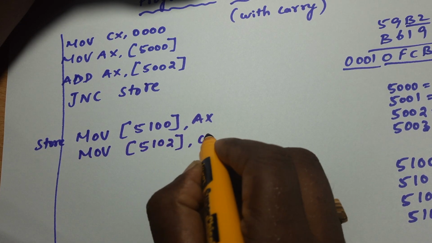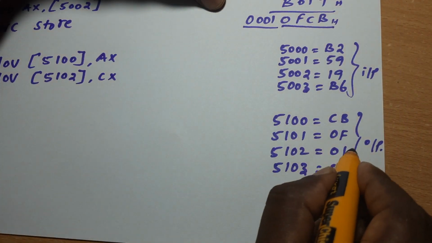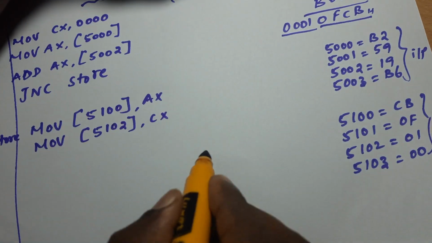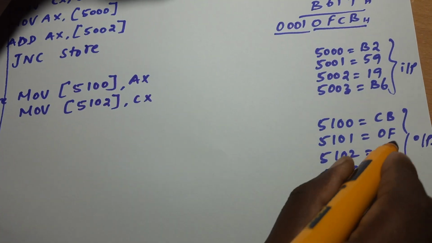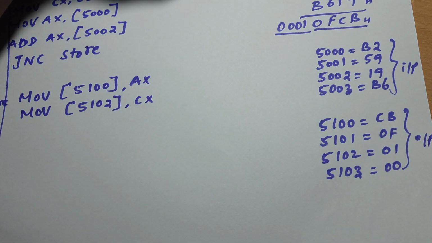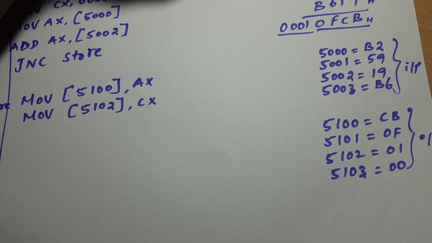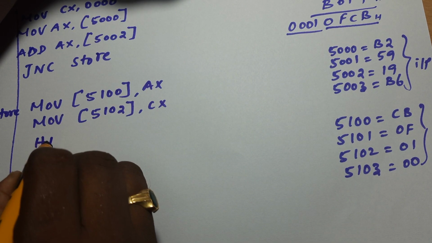5102. It is moved. CX value is moved to 5102. So now there is no 1 here, it will be 0. And as per the condition, if the carry is not set, there is no value there, which means I am not talking about any kind of input data. I am not specifically telling about this number now. That's all. The program is over.